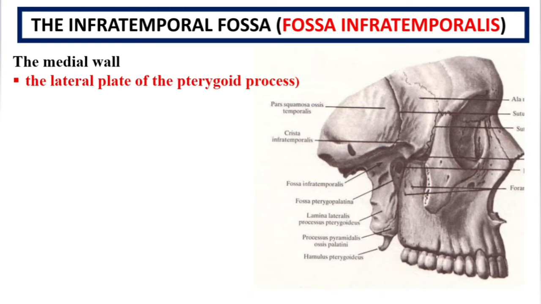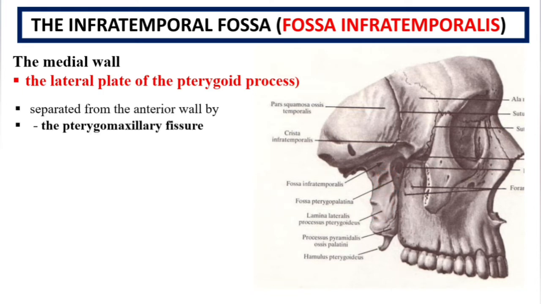The medial wall of the infratemporal fossa is formed by the lateral plate of the pterygoid process, called lamina lateralis processus pterygoideus. That's what forms the medial wall. It's separated from the anterior wall by the pterygomaxillary fissure. So there is a fissure here that separates the medial wall from the anterior wall, the pterygomaxillary fissure.